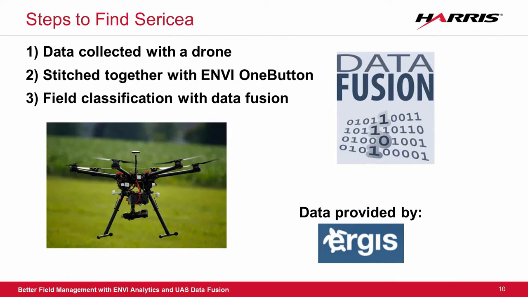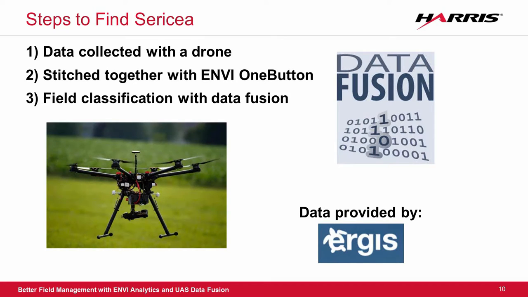So that's the whole workflow to identify where this is in the data. Originally, the first step is getting our data. So this is data that was collected with the drone. It's customer data provided by Urgis. And so we're skipping step one because we already have the data. What we're going to walk through is steps two and three.